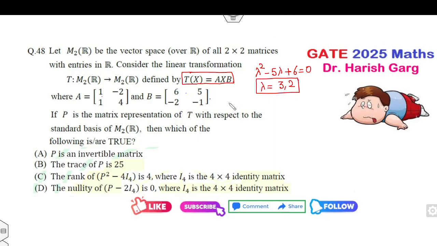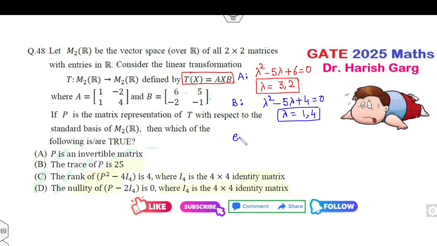Similarly, can you find the eigenvalues of the matrix B? That will be lambda square minus 5 lambda minus 6 plus 10. Minus 6 plus 10 is 4, so the eigenvalues are 1 and 4. These are the eigenvalues of A, and these are the eigenvalues of B.